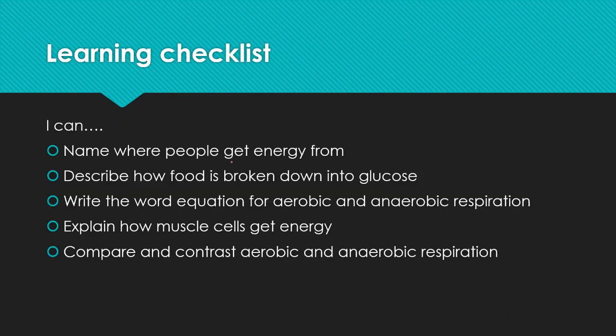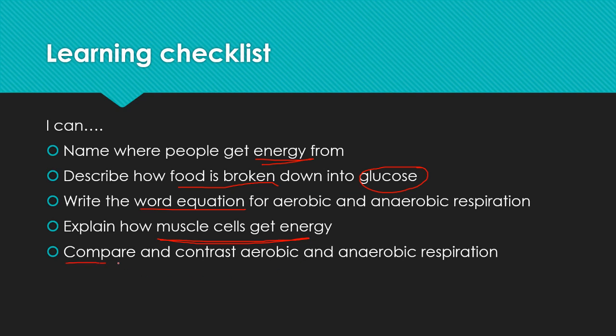Okay, so what did this video cover? It explained where we get our energy from, which is food. We described how food is broken down by the digestive system and we get glucose. You need to be able to write the word equation for aerobic and anaerobic respiration, so go back to that slide and make sure that you know those, and explain how muscle cells get energy. That's through the process of respiration.